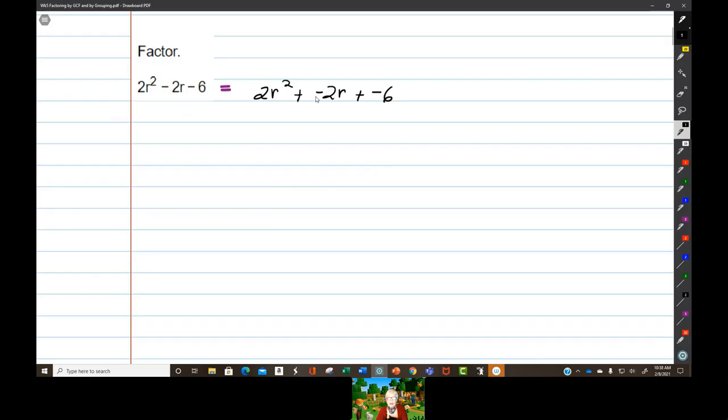So 2 appears to be the only number that's going to be in the GCF. Because this term has an r, has 2 r's actually. This term has 1 r, but this term has no r. So 2 is going to be the GCF. Now that's pretty obvious, but we have to write these terms in such a way that we have a positive 2 in each of those terms. So this is not a problem.